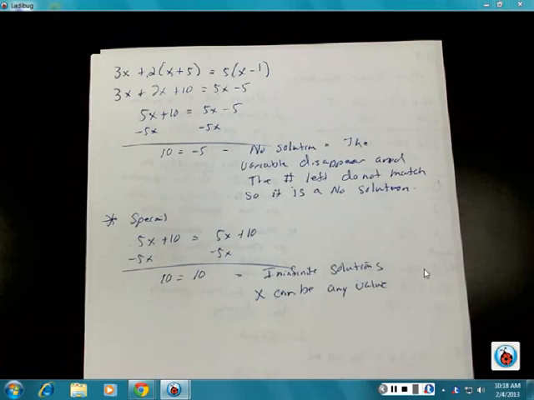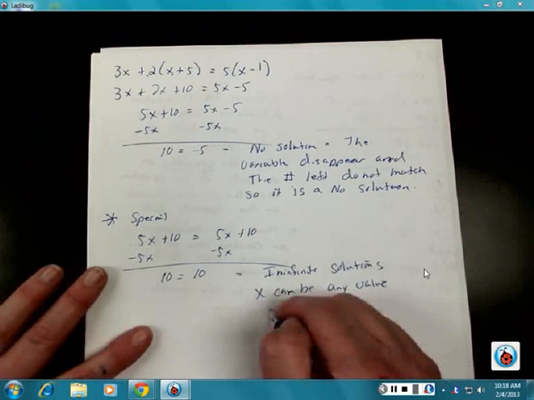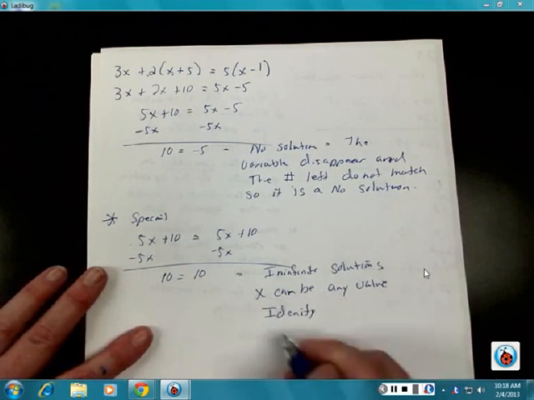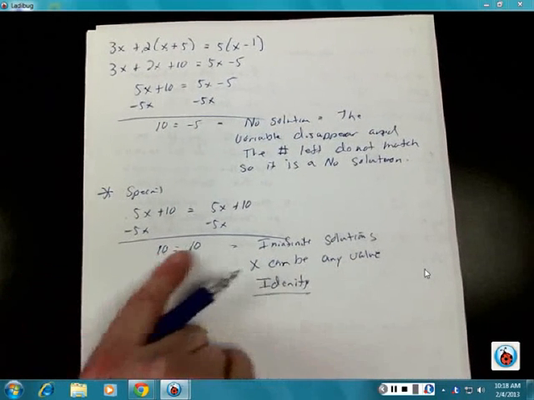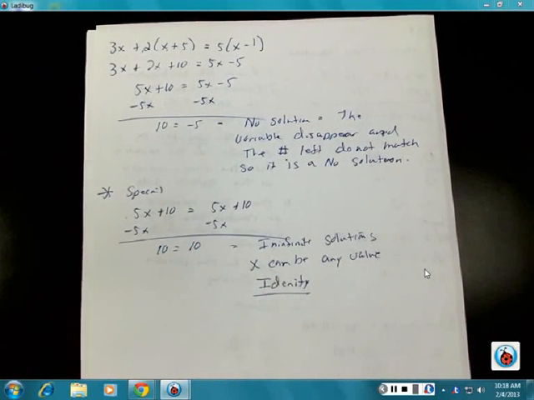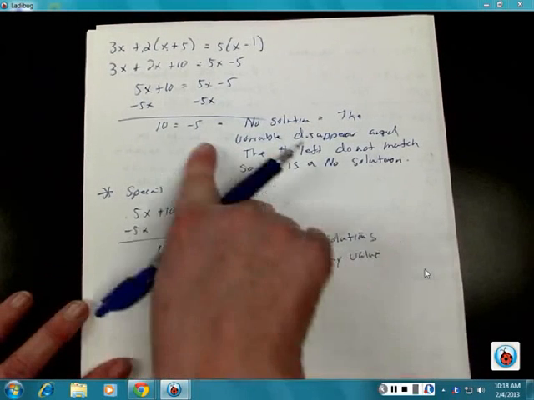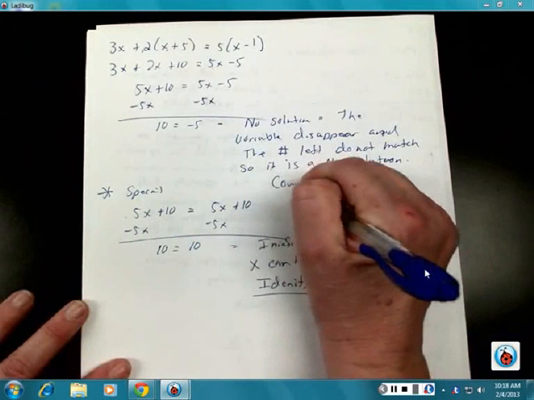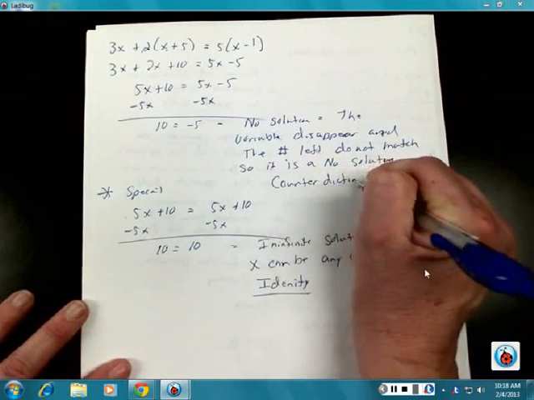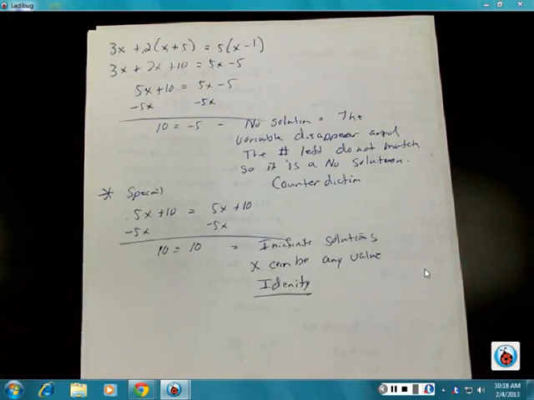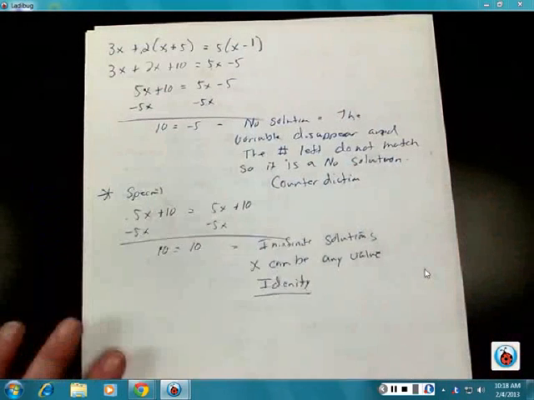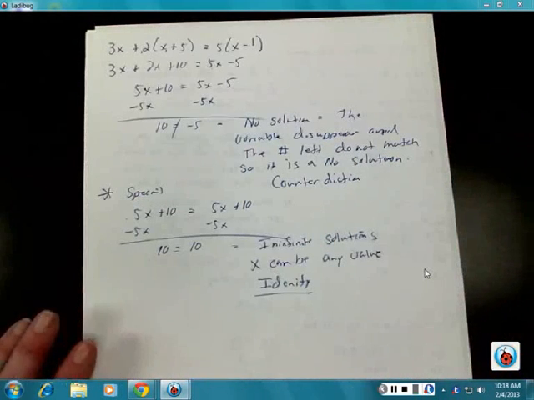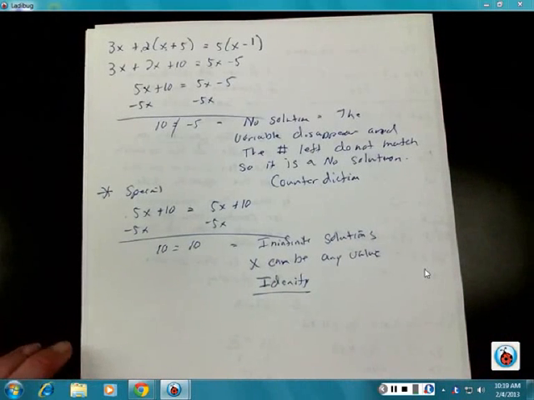Now, there are names that go with these. This one is considered to be an identity. So if you've got an identity, that means that it's exactly the same, they match each other, and that's got the infinite solutions. If you have it where they do not match, that is a contradiction. So you got a contradiction taking place there. And the contradiction is, of course, it's not being equal to each other, and so therefore it's contradicting itself. So there is no answer, no solution to that.